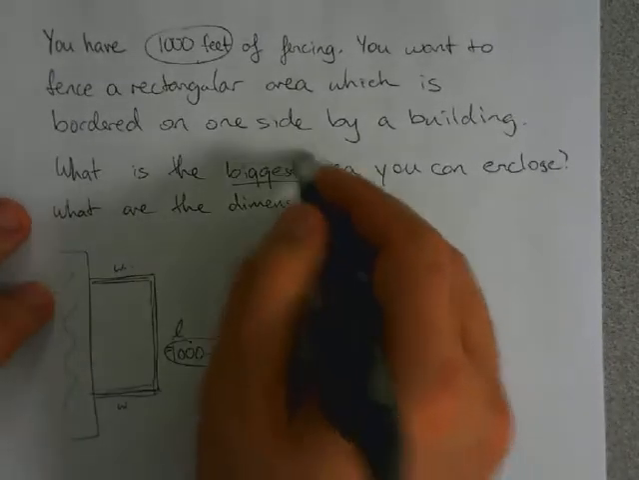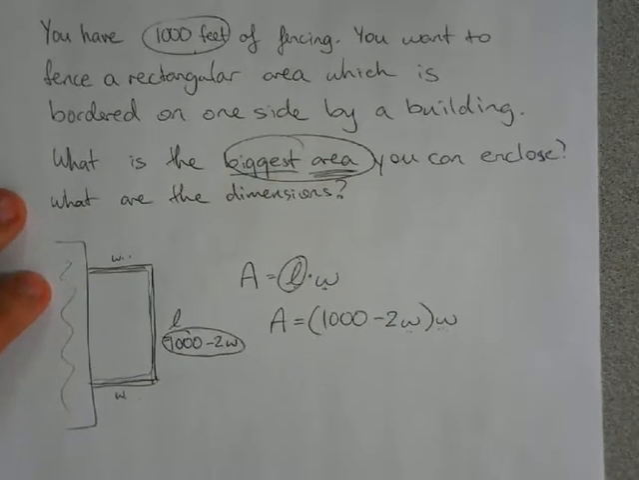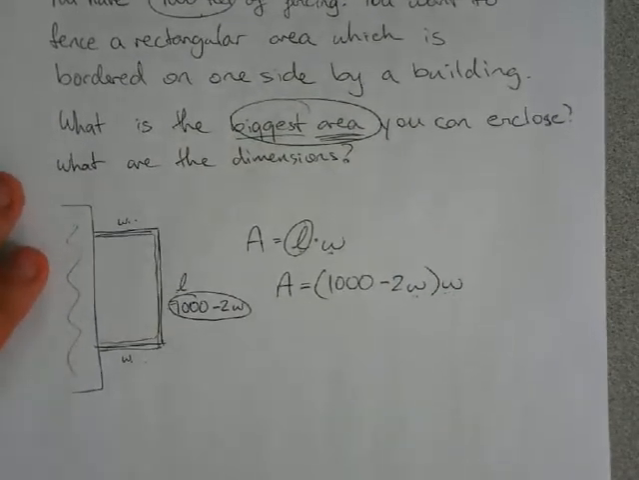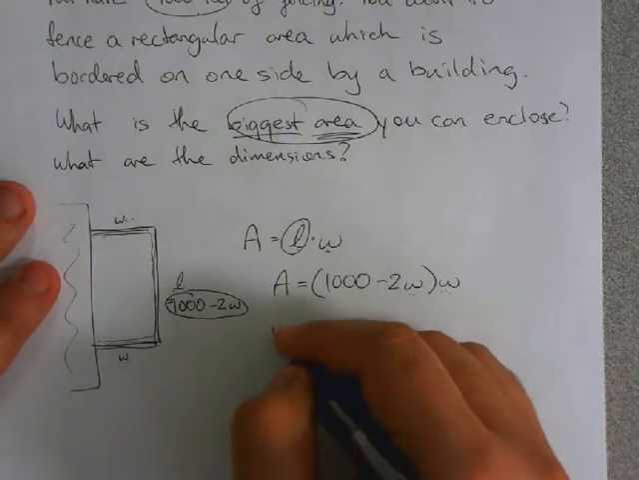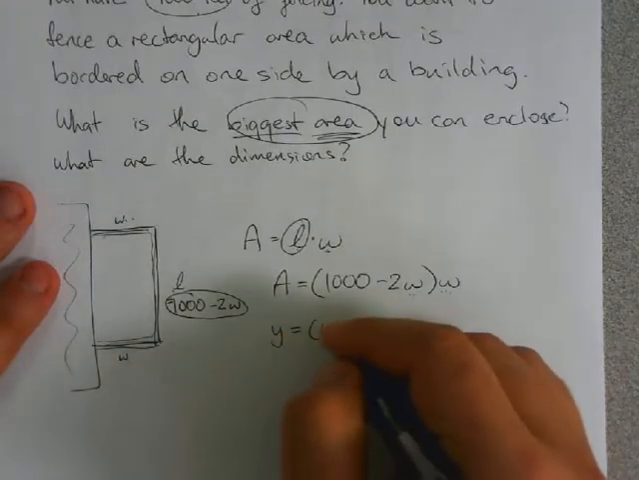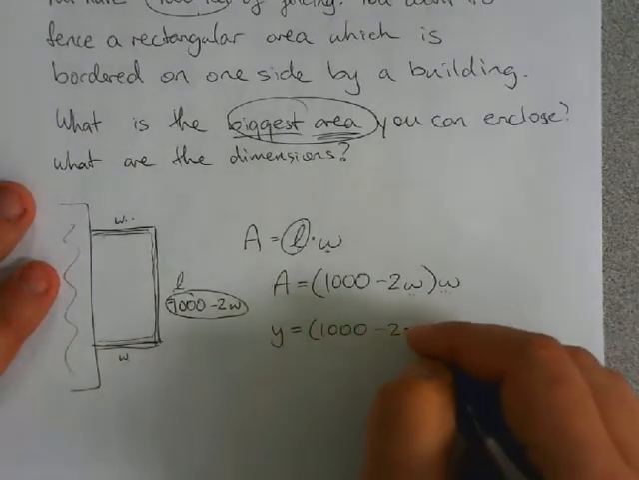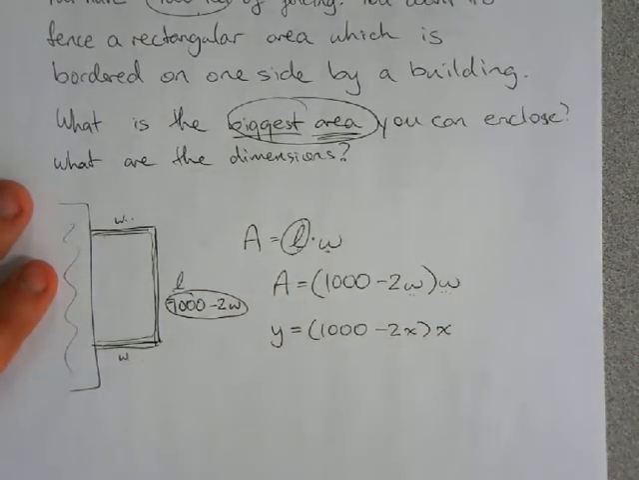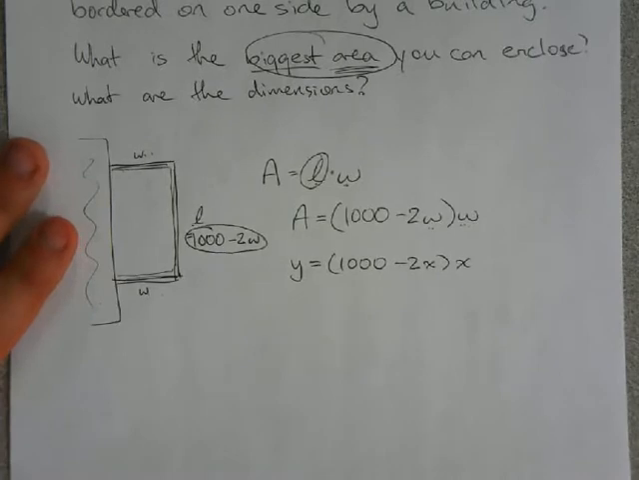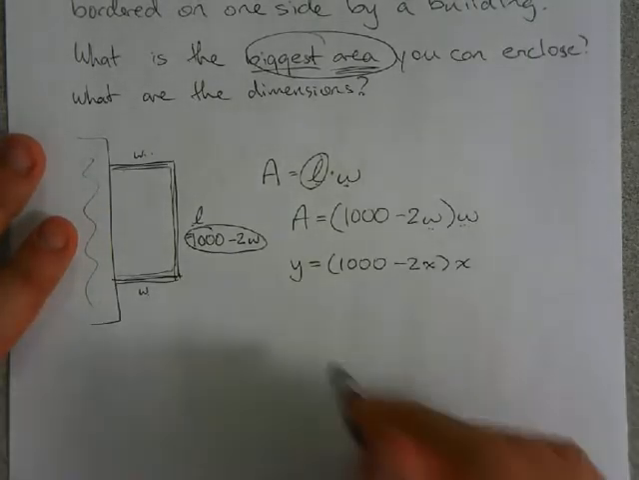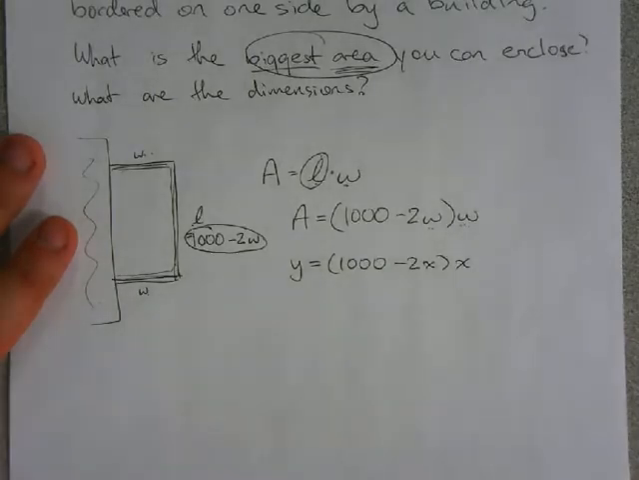Now, I have an equation for area. I want to figure out what the biggest area is, so I want to find the optimal value. In order to find the optimal value, I have to find the axis of symmetry. Now, for this equation, I'm just going to change this to x's and y's just so it looks more familiar. So 1,000 minus 2x times x. I have it in factored form, so that means I should be able to find the zeros, find the axis of symmetry between them, and then find the optimal value.